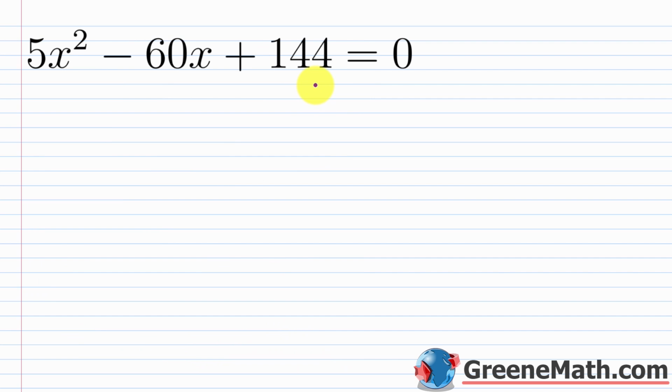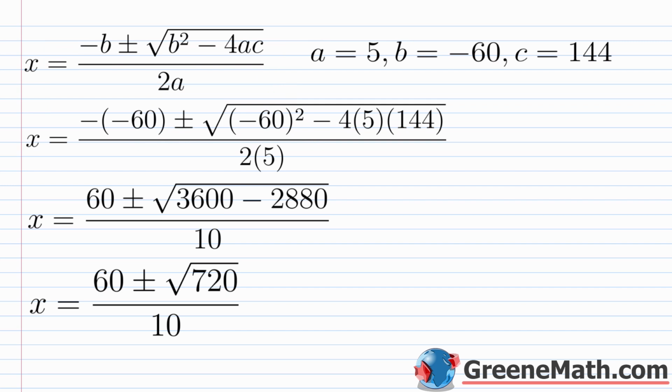So I've written this here just more cleanly. So if I'm going to use the quadratic formula, this is my a, this is my b. Let me go plus negative so that's clear. And this is my c. So I've set this up. So again, a is 5, b is negative 60, and c is 144. We know the quadratic formula, so x equals negative b plus or minus the square root of b squared minus 4ac all over 2a.